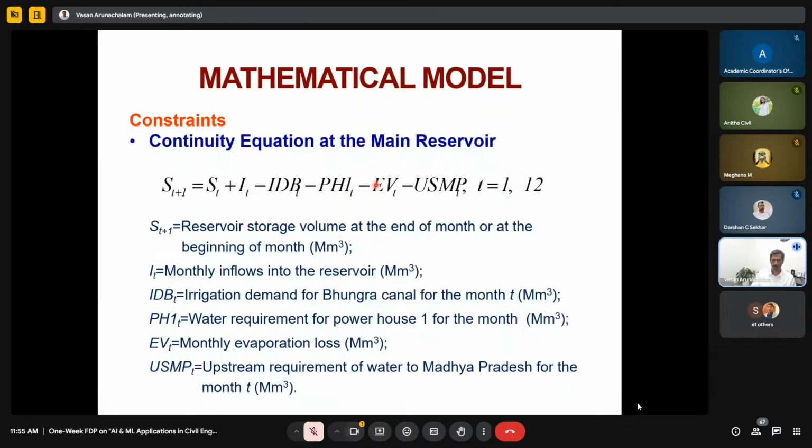There must be some evaporation losses, which is usually relative to the meteorological data or the temperature and all those things, which is very well recorded, and the surface area of how much water is there. Then if there are any upstream requirements, which I will have to send to Madhya Pradesh based on the interstate agreement for this particular project. Okay, so this I will write for all the 12 months and make sure my water balance equation or the continuity equation is very well maintained.